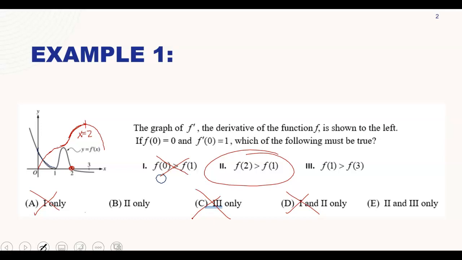And then we have f of 1 is greater than f of 3. Do we know anything about f of 1 and f of 3? Can I prove anything? When it says which of the following must be true, does f of 1 have to be greater than f of 3? No.